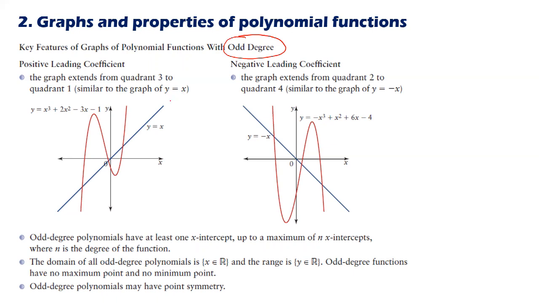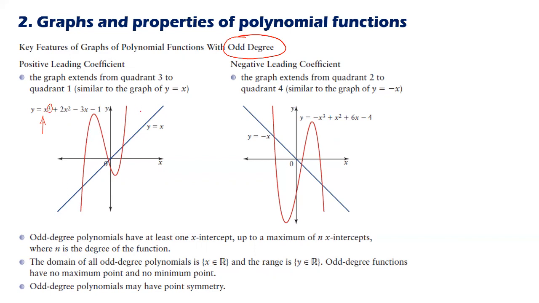of y equals x. For example, for the polynomial function y equals x cubed plus twice of x squared minus 3x minus 1, it has a graph like the red curve shown here. Okay, so when the leading coefficient is positive, now the leading coefficient here is 1, right? When the leading coefficient is positive and the degree is odd, the function will look like this.